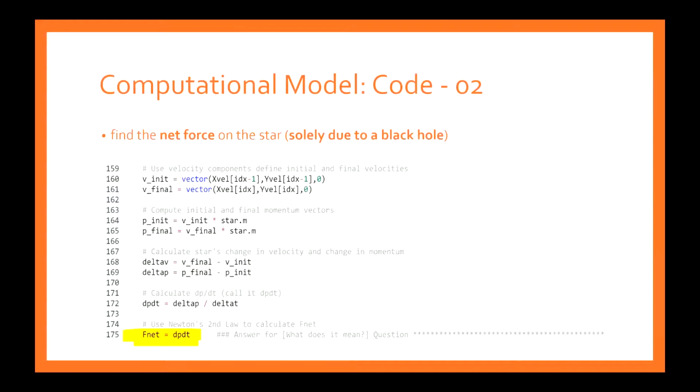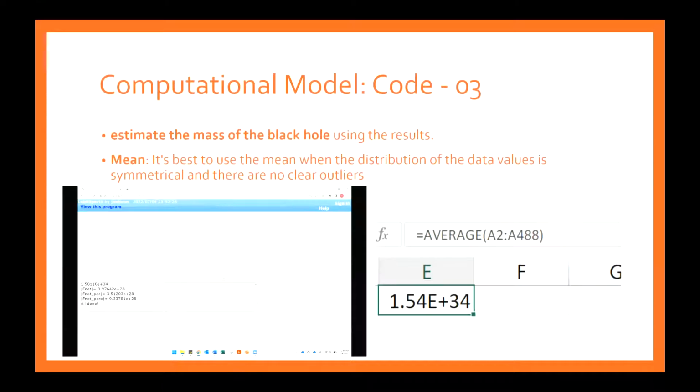Here's how I got the net force. Because the velocities were already given, I just got the momentum, the change of momentum, and the change of momentum divided by the change of time, which is net force by the definition of Newton's second law. And that's actually the answer to the what does it mean question later on.